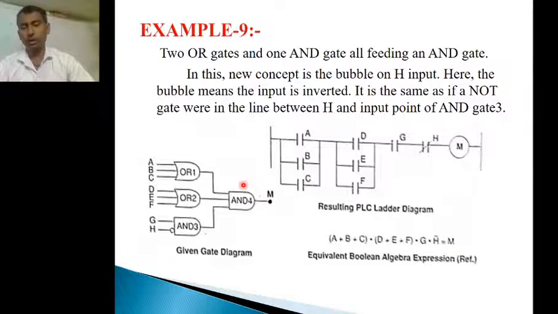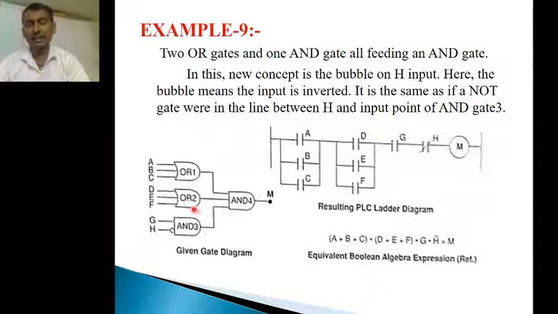And next, example 9. This is also from the ladder diagram itself we can conclude. So how? From the output side we have one AND gate. AND gate means series combinations. So how many series combinations? One combination, two combinations, and three combinations. So in the first combination, what do we have? One OR gate. OR gate means parallel combination. So what are the inputs? A, B, C. So A, B, C are connected in parallel in the first combination.